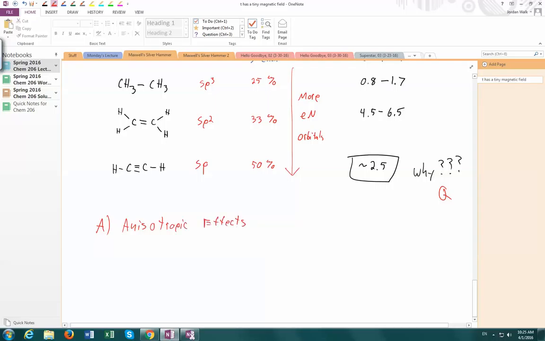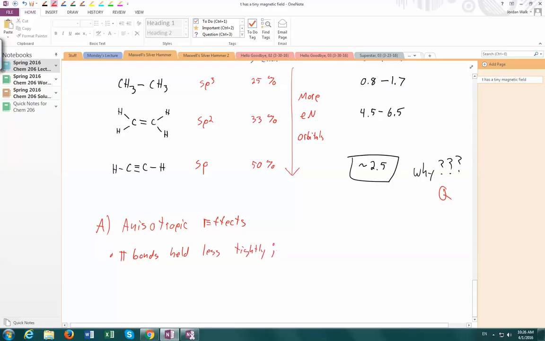So let's think about what's really going on when we have pi bonds. All right, so pi bonds, are they held more tightly or less tightly to our atom or to our molecules? Pi bonds are held less tightly, right? They're not held between the nuclei. They're extended up, and so they're held less tightly. So we have pi bonds that are held less tightly.